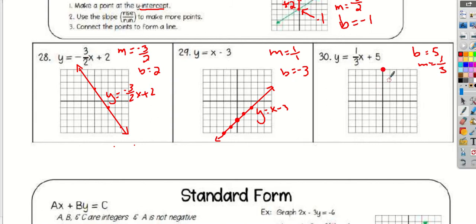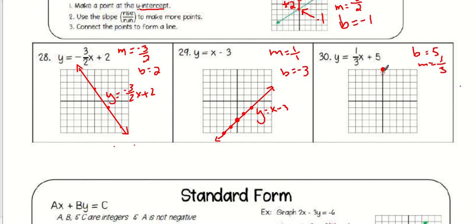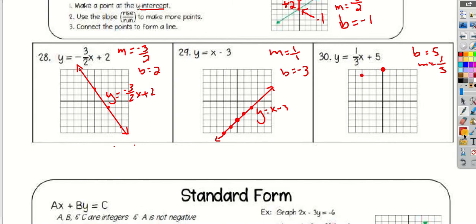And then our slope is 1/3. So I can't go up, so I have to go down. And if I'm traveling down, I have to go left to keep this as a negative quantity. So down 1 and then over 3. And then my graph should look like that. That's all I can fit on here, guys.